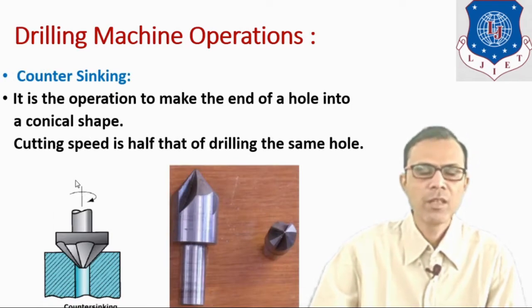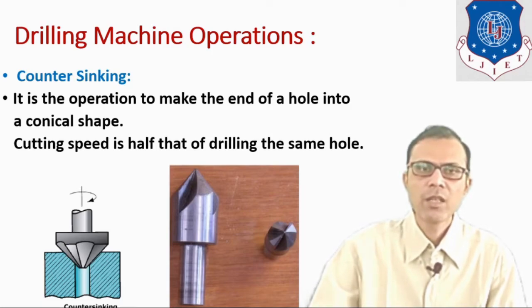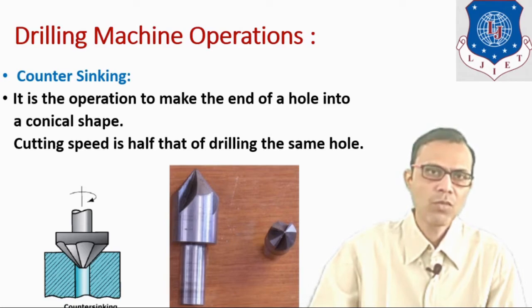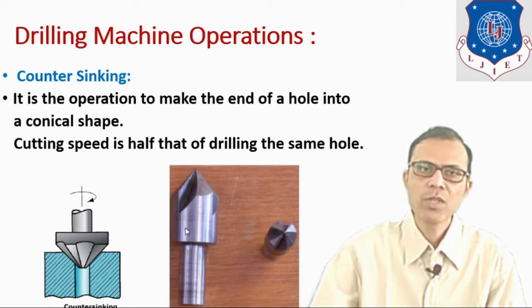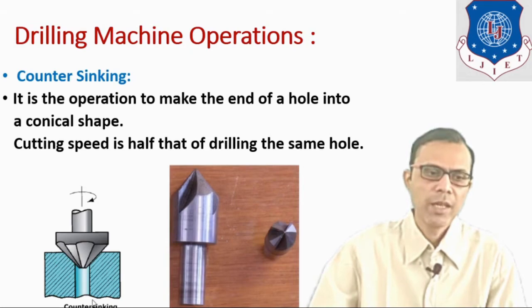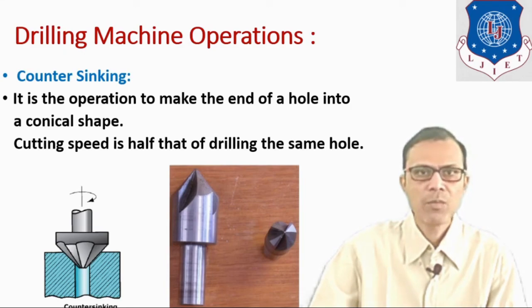The next operation is countersinking operation. It is the operation to make one end of the hole conical in shape. Here, the purpose is to provide a seat for some kind of screw head or rivet head, and for this purpose, the tool used is known as the countersink tool. It is shown in the photographic view here, and you can see how this operation can be performed. It can be used on a previously drilled hole and can provide a conical shape to the upper part of the hole.